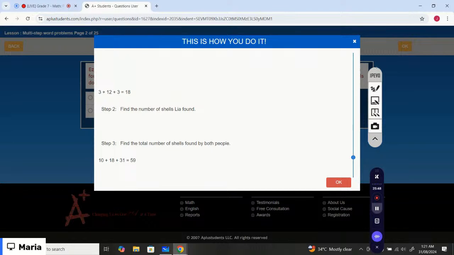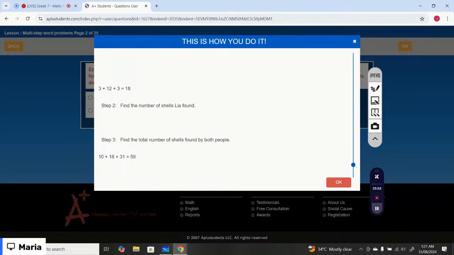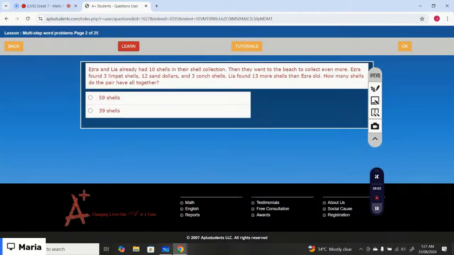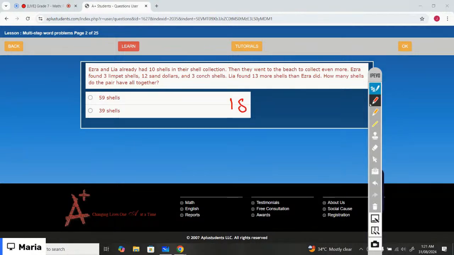10, 10, 18, 31. How did they add 31? Hold on. 10 they already have, then 18 Ezra has, and then Leah has 13 more, 31. 59. Yes, when you add them, they are 59, right?